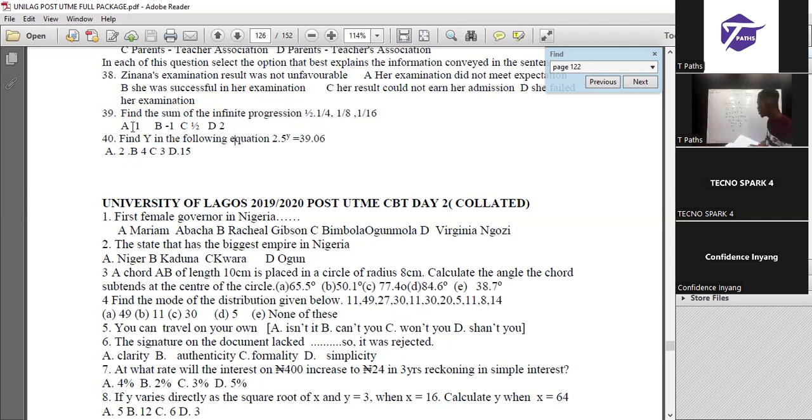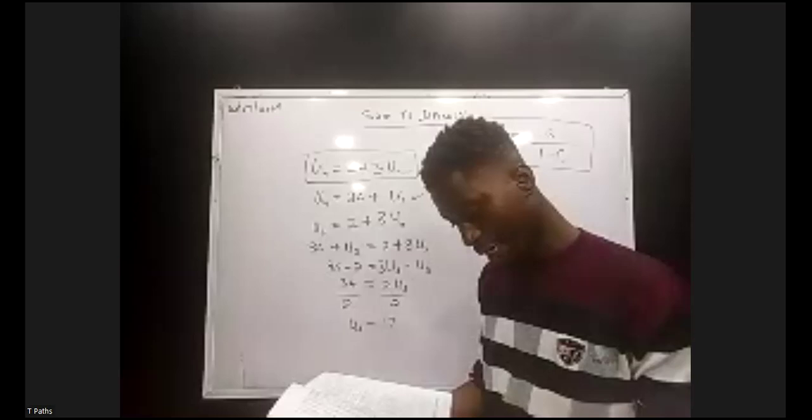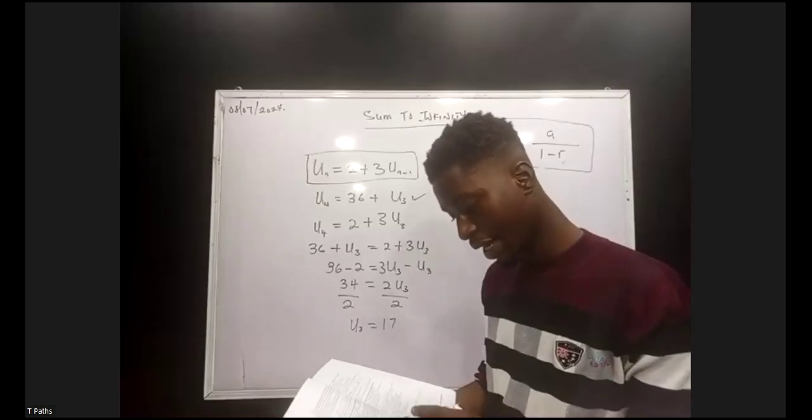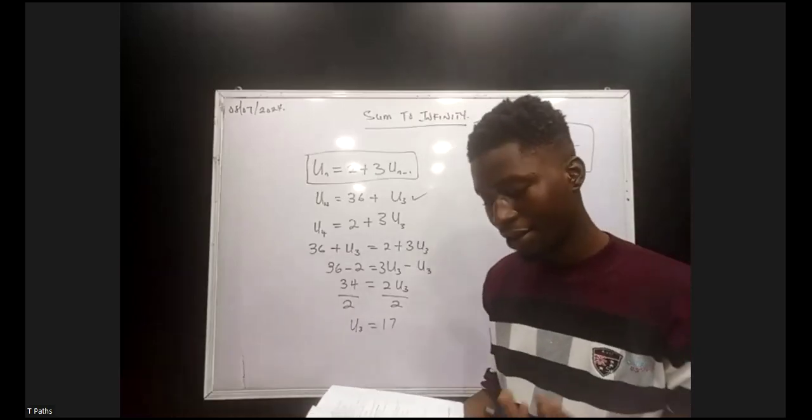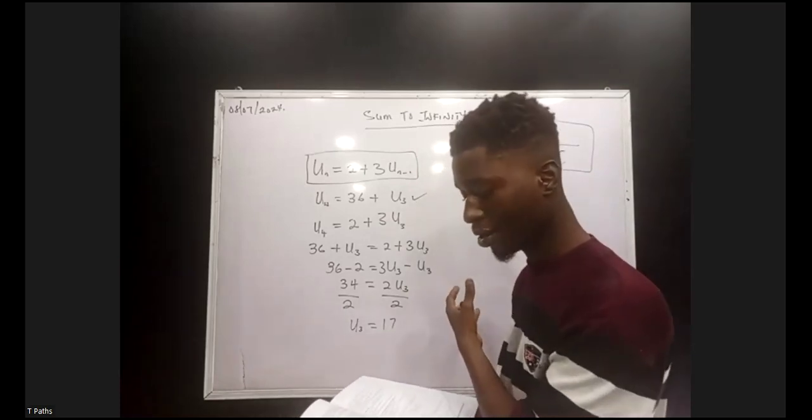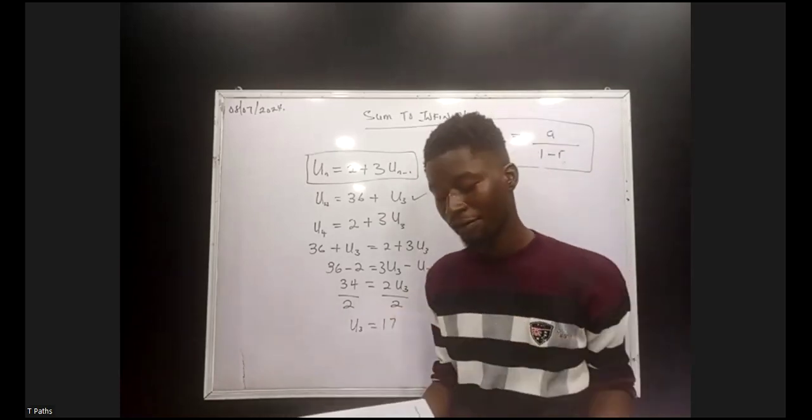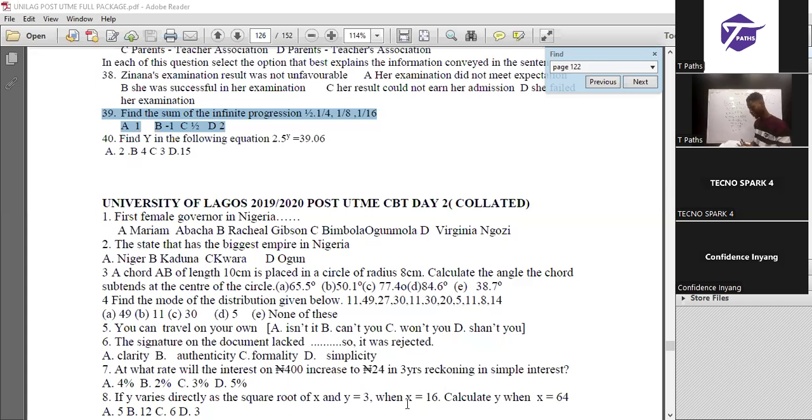So let's do the next question. Let's treat another question. Page 122, question number 99. Question 39. That's just on what we've been doing so far. We have to calculate the sum of an infinite progression, and we're given the series. So now let's attempt that. Then I will ask you guys questions so far. If you get what I've been saying, you can ask your questions after doing that.